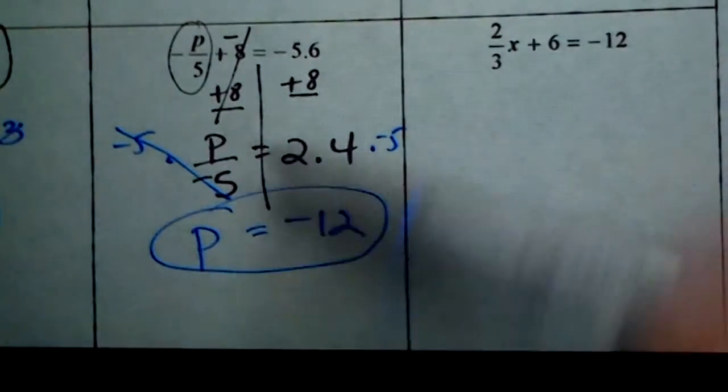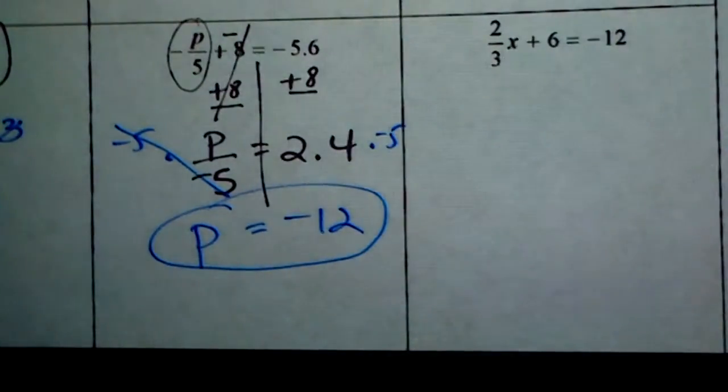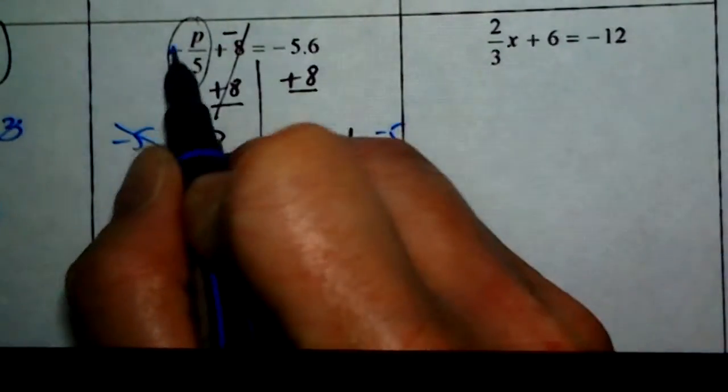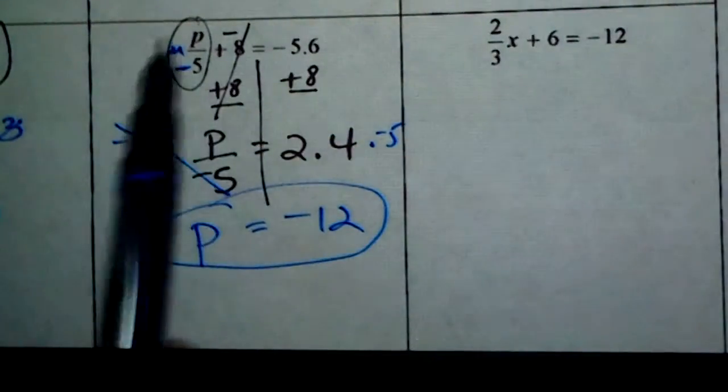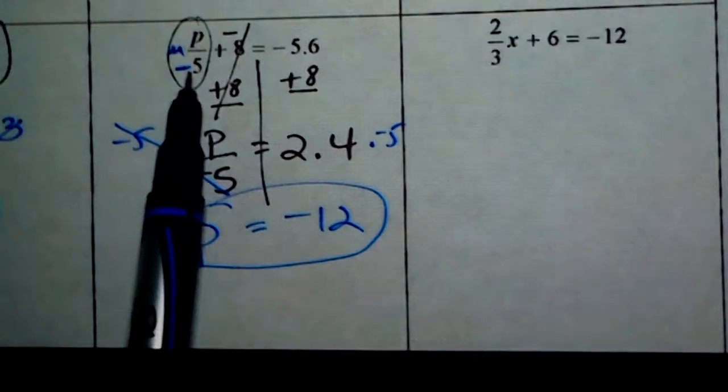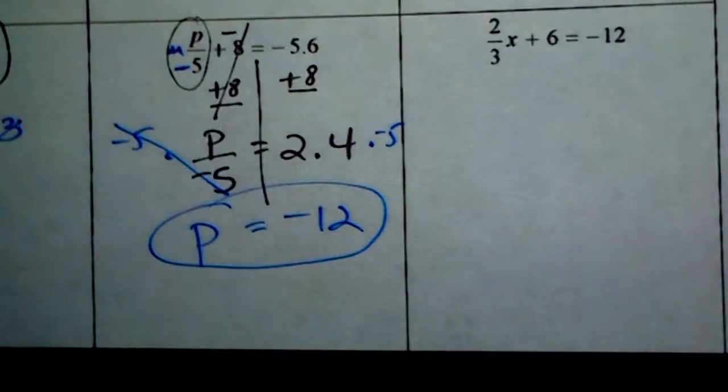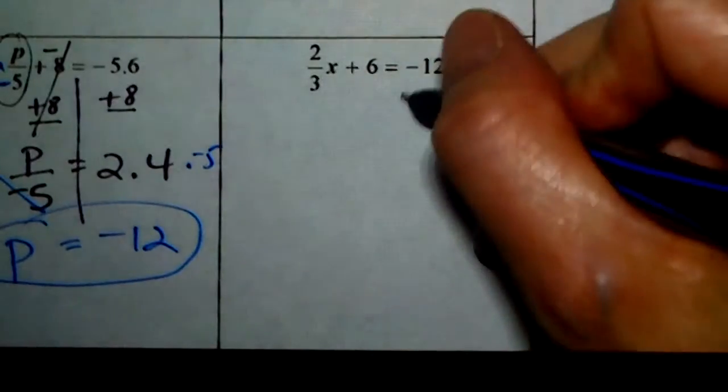To check it, you plug negative 12 in for p. There is a negative sign in the middle there that we did put with the bottom. So I would say negative 12 divided by negative 5 plus negative 8. It will give you negative 5.6. This is like the 6th time I've done this, so I know it's right, but that's how you check it. All right, last one of these. We're going to draw our line.